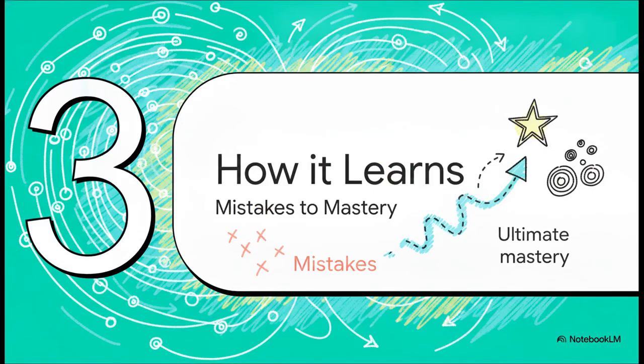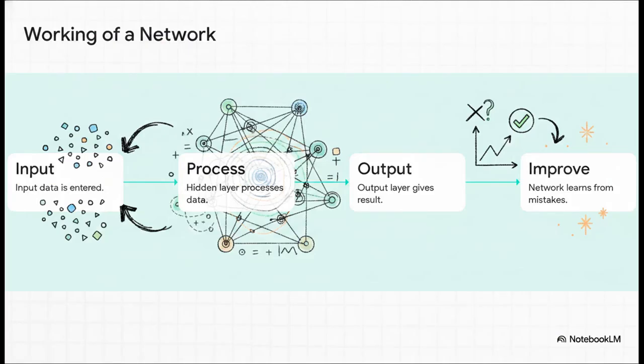Section 3, How the Network Learns, from Mistakes to Mastery. We've seen the static architecture, but let's see this whole thing in motion. It's a 4-step process. Step 1, input data is entered. Step 2, that information is mathematically processed by the hidden layer to find patterns. Step 3, it produces a final result at the output layer. But step 4 is where the real magic happens.